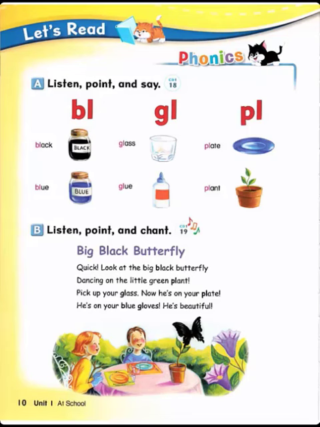Page 10. B. Listen, point, and chant. Big black butterfly. Quick! Look at the big black butterfly dancing on the little green plant. Pick up your glass. Now he's on your plate. He's on your blue gloves. He's beautiful.